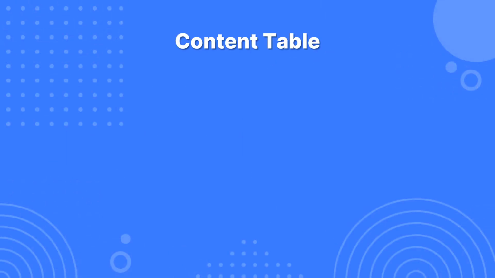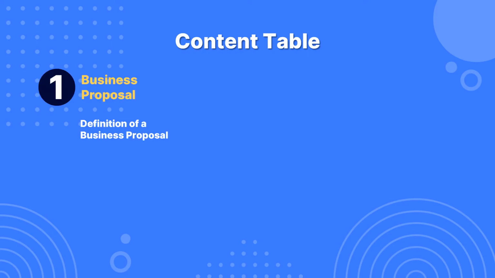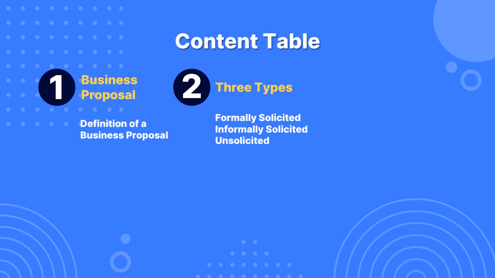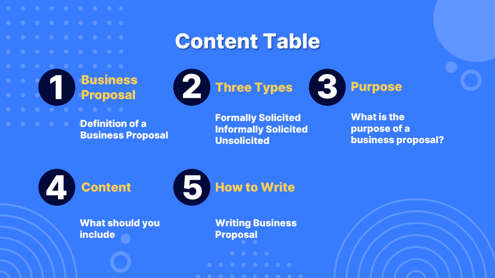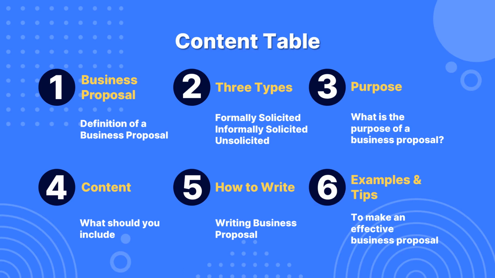The content for today's report: first, business proposal, the definition of a business proposal. Second, three types: formally solicited, informally solicited, and unsolicited. Third is purpose. What is the purpose of a business proposal? Fourth is content. What should you include? Number 5 is how to write. Writing a business proposal. And number 6, examples and tips to make an effective business proposal.